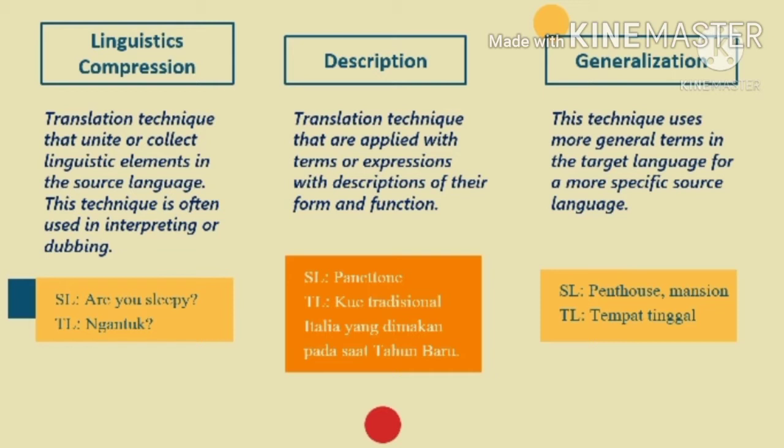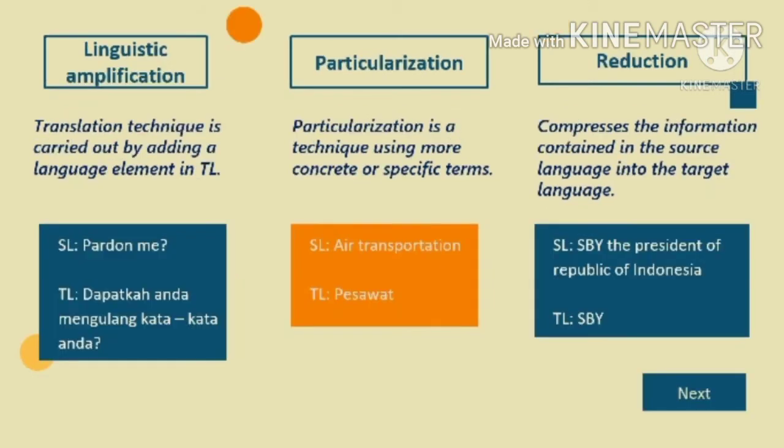Description. Translation technique that are applied with terms or expressions with descriptions of their form and function. For the example, panettone, translated to kue tradisional Italia yang dimakan pada saat tahun baru. Okay, then generalization. This technique uses more general terms in the target language for a more specific source language. For the example, penthouse or mansion, translated to tempat tinggal.